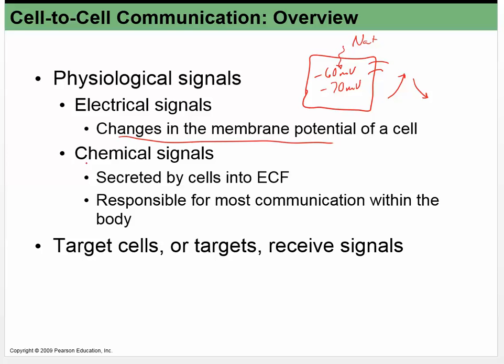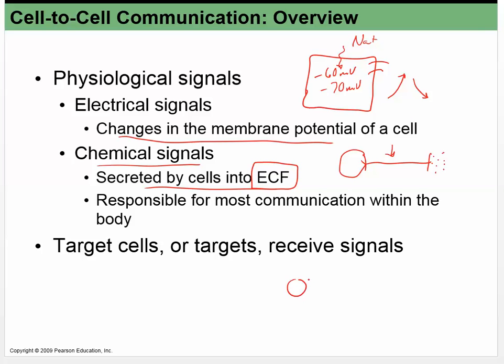Okay, and then there are also chemical signals. Okay, so like the neuron. There's an electrical signal that's happening down this axon and up here in the cell body. But then there are neurotransmitters that are released, and that's going to be a chemical signal. Okay, so that's released, secreted by cells into the extracellular fluid. Okay, so that's what's happening there.